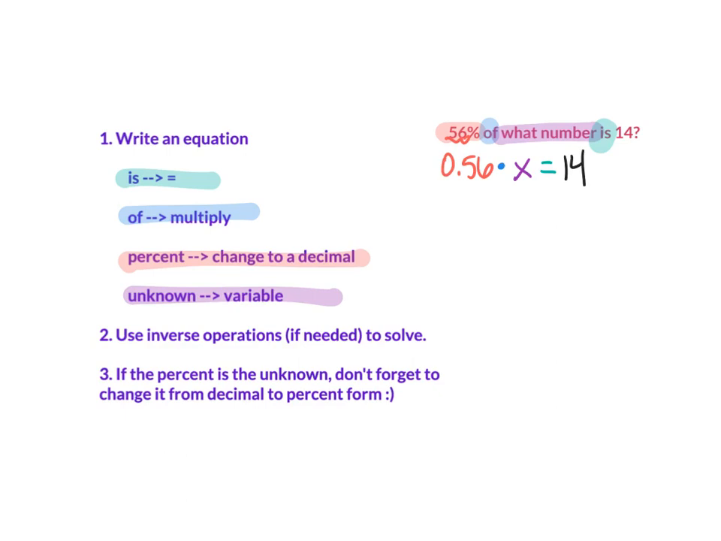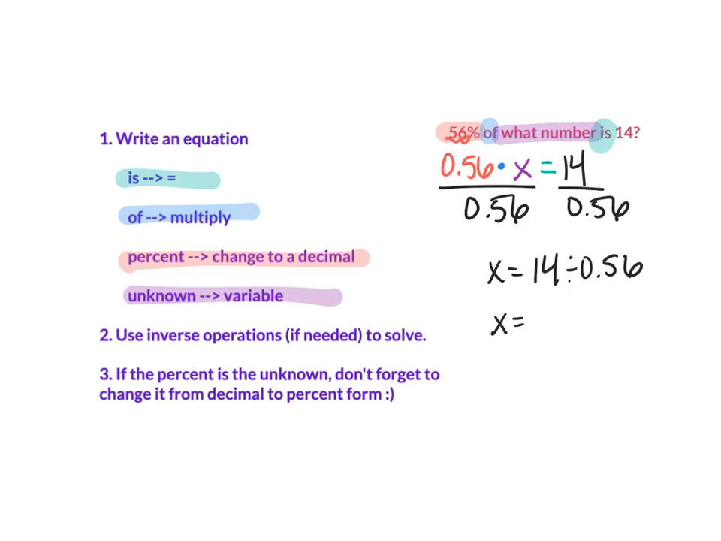Do I need to use inverse operations? Well, is the variable by itself, or do I need to get the variable by itself? I need to get it by itself, so I'm going to undo this. How do I undo multiplication? With division. So I divide by what is with the variable, the coefficient. What you do to one side, you do to the other. That means that x is going to equal whatever 14 divided by 0.56 is.